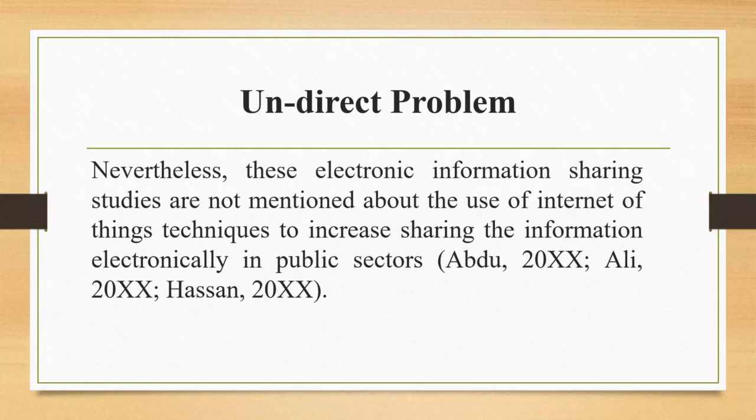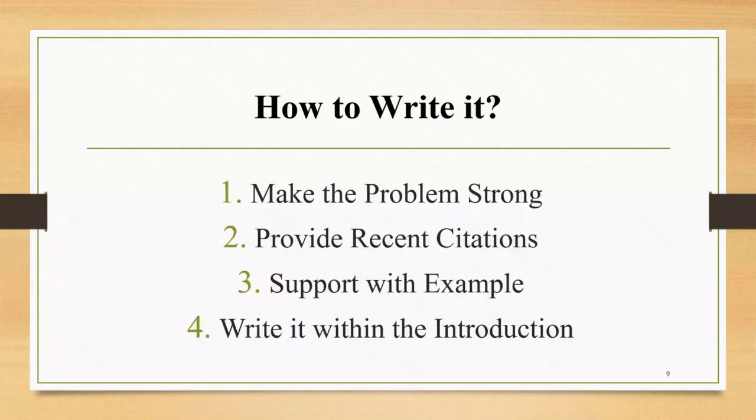Like if you didn't find it directly, like an author said, okay, this university doesn't use this, that university doesn't use this, or this country or this company, you don't find it directly, but you find it line by line. You can put it together and make your problem statement. Okay, this is what I call indirect problem.